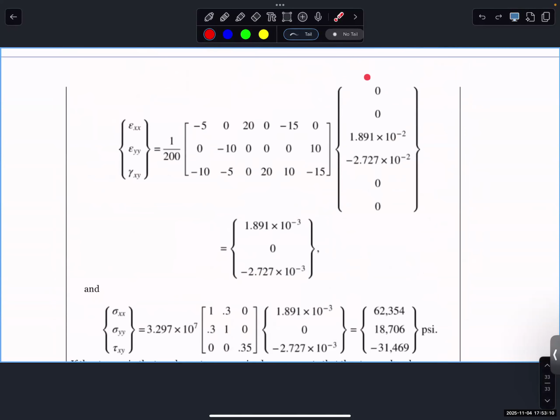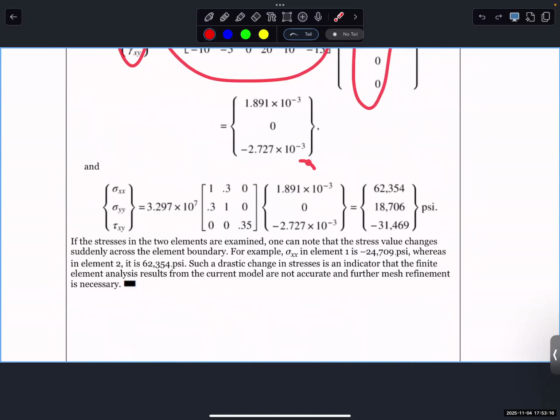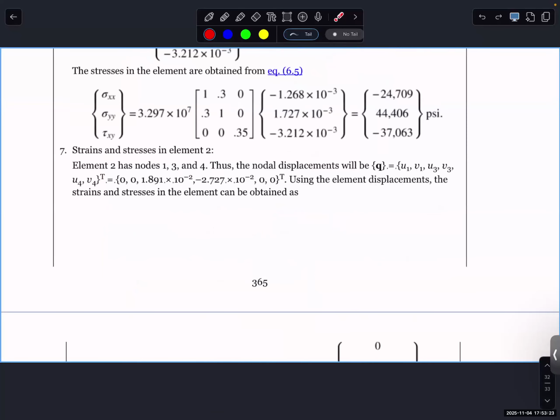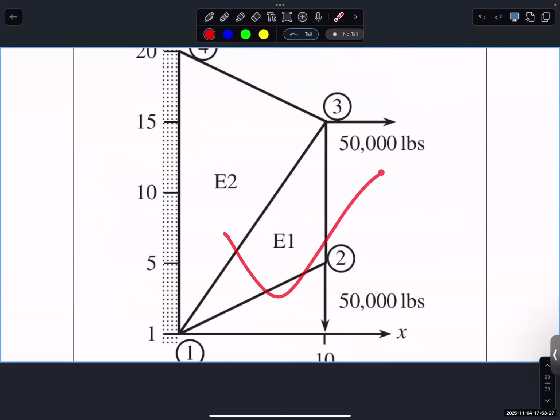We repeat the same thing. This is the node degrees of freedom. B matrix for the second element, strain in the second element. Strain in the second element, C matrix of the second element, stress in the second element. This is the procedure for how to calculate the stress in this structure. Just 2 triangular elements, 2 forces applied, 2D situation.